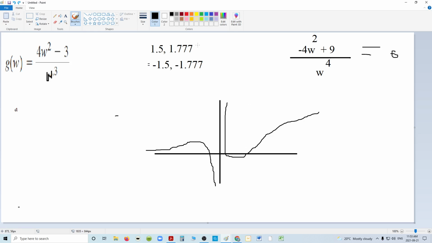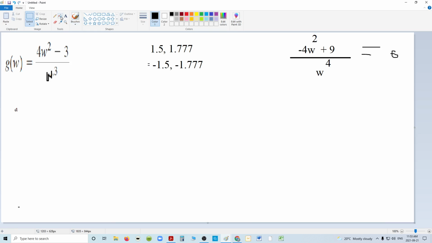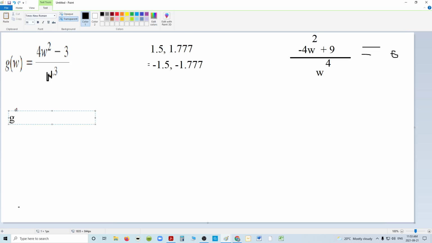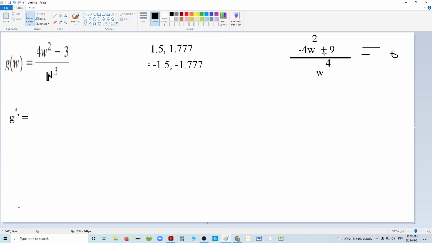Now, we're going to use the second derivative to make sure. We already know that the first derivative is this. And we go back and we do the whole thing over again using the quotient rule. It gets a little stickier the more you do it.